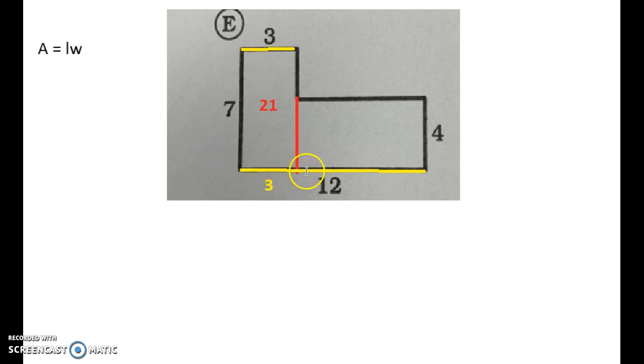Let me bring this down again. If I know this whole yellow line is 12, then 3 plus what equals 12? That's just elementary school math, right? That's just 3 plus 9. Or you could do 12 minus 3, and that's going to give me this side. So now I know that this adds up to 12, and the whole line is 12. So if this is 3, then this is 9.